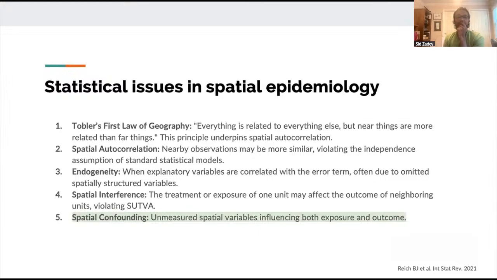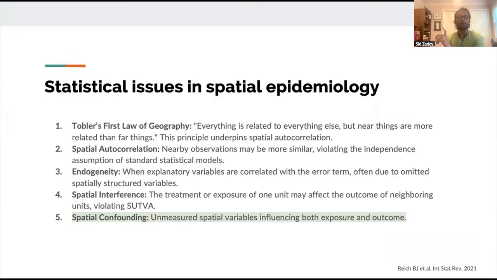We can also have, connected to them, statistical issues. The first one is spatial autocorrelation, which I just referred to a couple of slides ago. Things that are closer might be correlated to each other versus ones that are far away. This violates the independence assumption that a lot of standard statistical models, including linear regression, use. And so taking care of that becomes important.